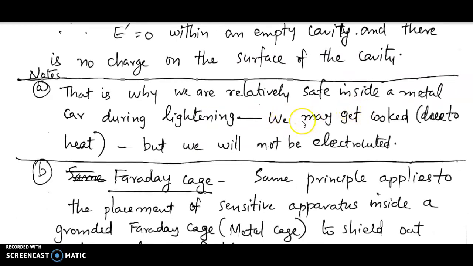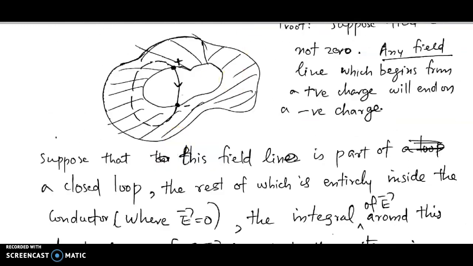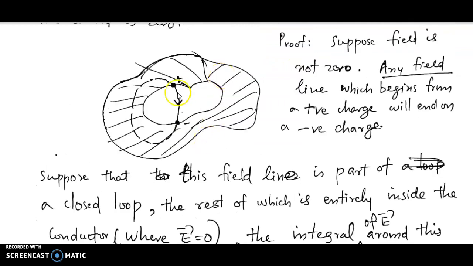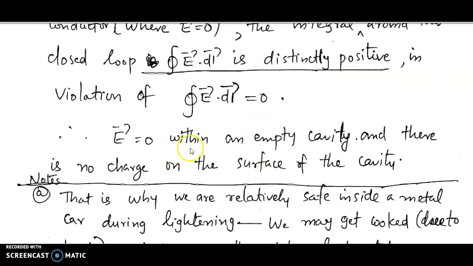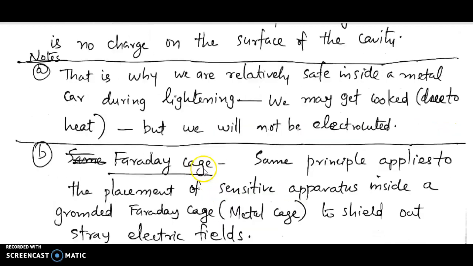So they say we may get cooked due to the heat because lightning produces a lot of heat. And due to that we may get cooked up. Heat will enter the conductor, but the electric field cannot enter. Okay, we will not be electrocuted. We are safe inside the car.